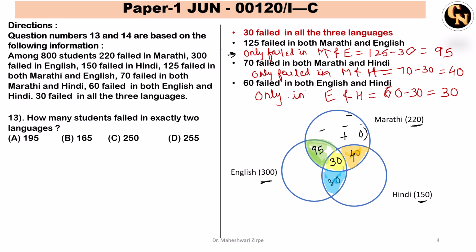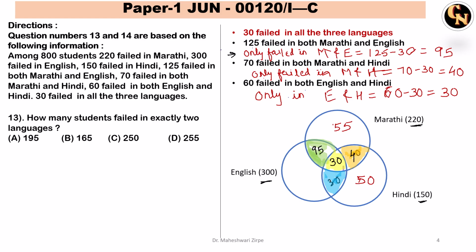Let me just write down the numbers now. This comes out to be 220 minus 95 minus 60. Students, can you calculate and tell me? The value comes out to be 55. Yeah, 55. Similarly, for Hindi, it is 150 minus 70 and 30, that is 100, so here it will come 50.